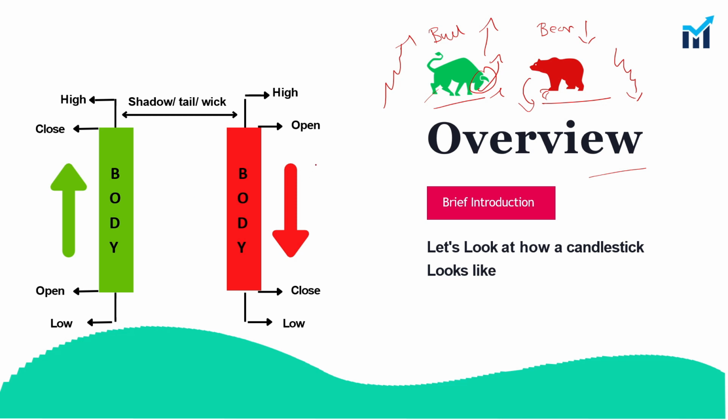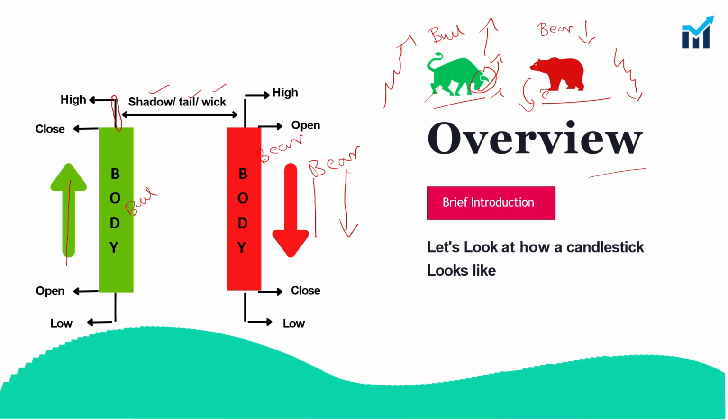So how exactly does a typical candlestick look? This is a bull candle, and this is a bear candle. A bull candle direction is upwards. A bear candle direction is downwards. Now let's understand this particular part. This line is called a shadow, tail, or wick. It can be called anything: some call it a tail, some a wick, some a shadow.